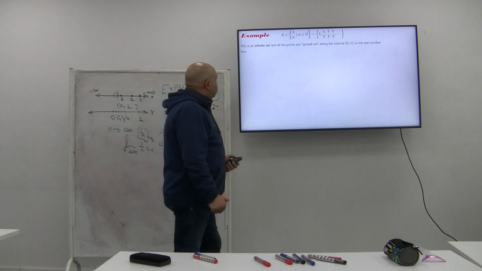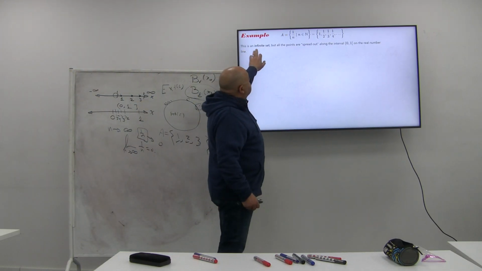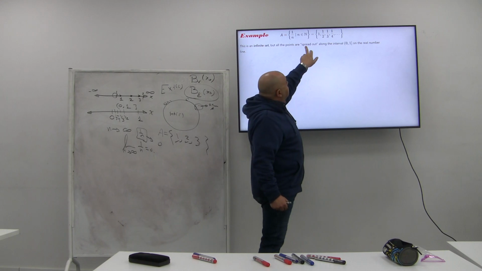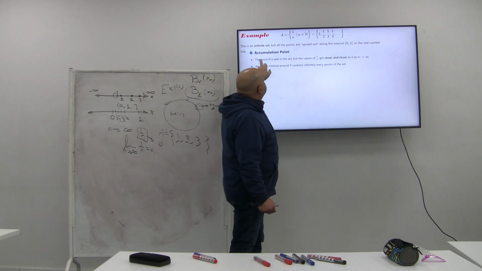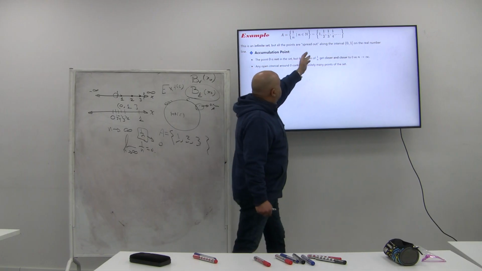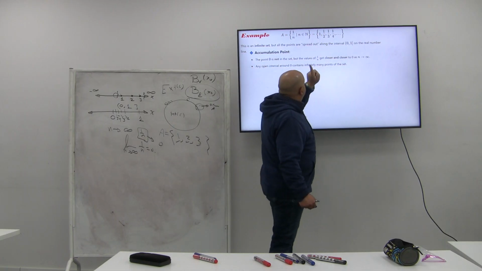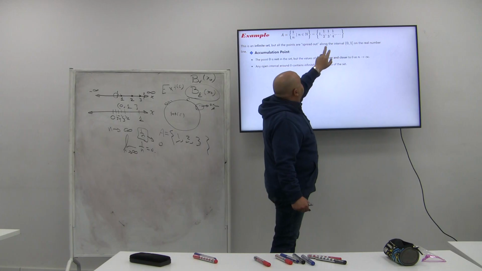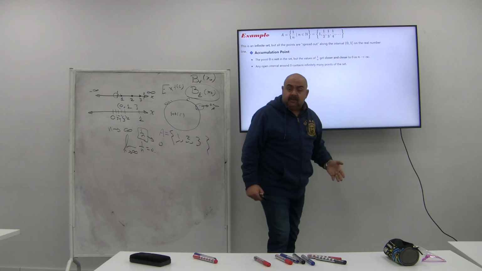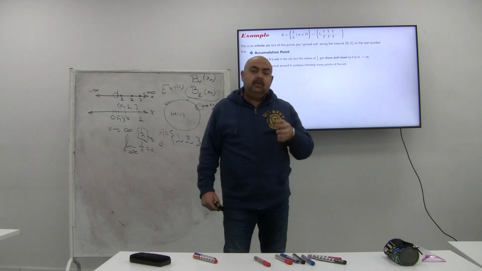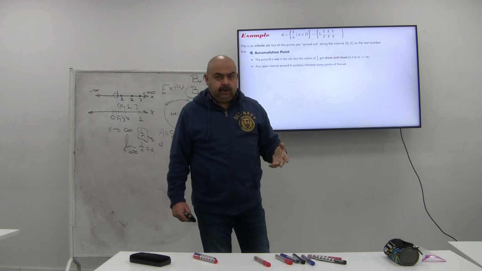So this is exactly what we mean. This is an infinite set, but all the points are spread out along the interval 0 and 1 of the real numbers. The accumulation point, the point 0, is not in the set. As I told you, 0 is not in the set. But the value of 1 over n gets closer to 0 as n tends to infinity, so 0 is considered an accumulation point.